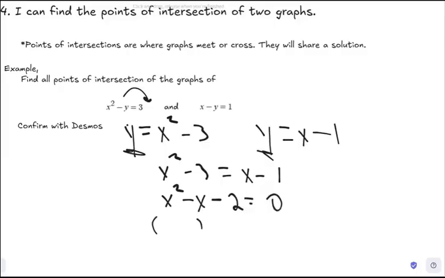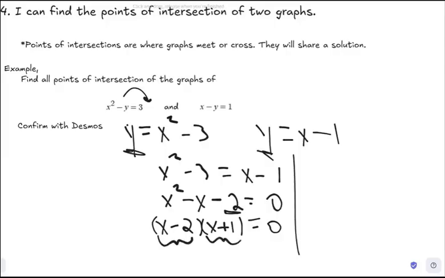And in fact, factoring does work because we want factors of negative 2 that add to negative 1. So x minus 2 and x plus 1. And then by the zero product property, each factor can be set equal to 0 and solved. So we will get x equals 2 and x equals negative 1, and then to get the corresponding y values, we just plug them back into the original equations. I'm going to use the linear equation because it's easier to substitute into.